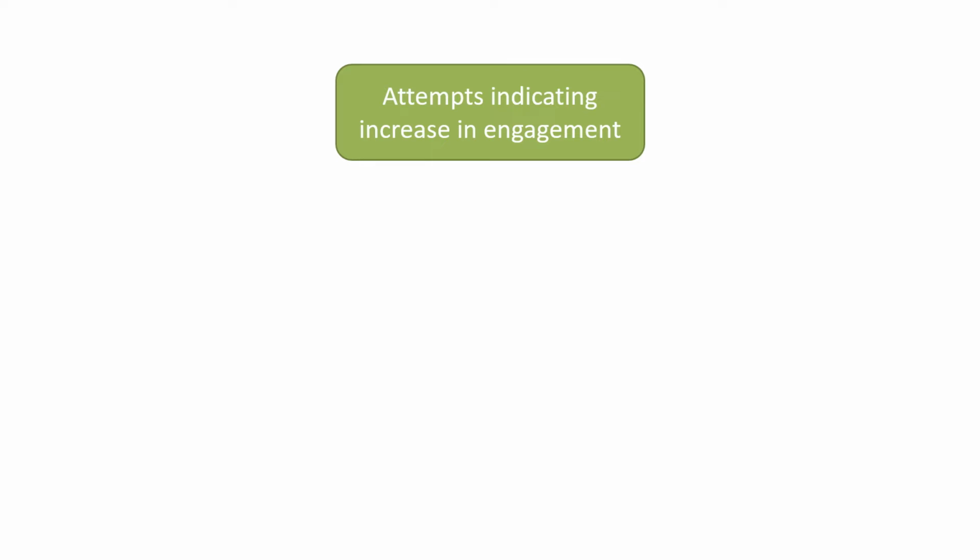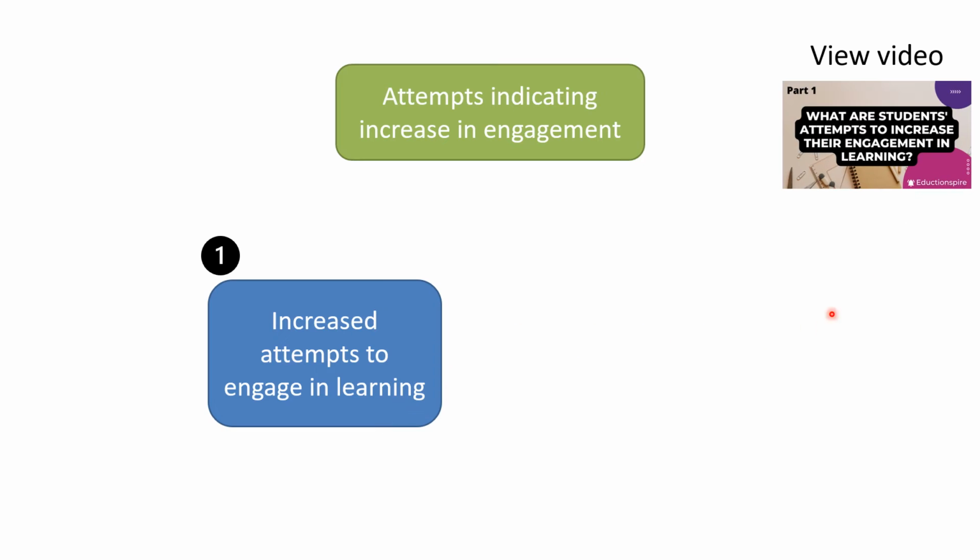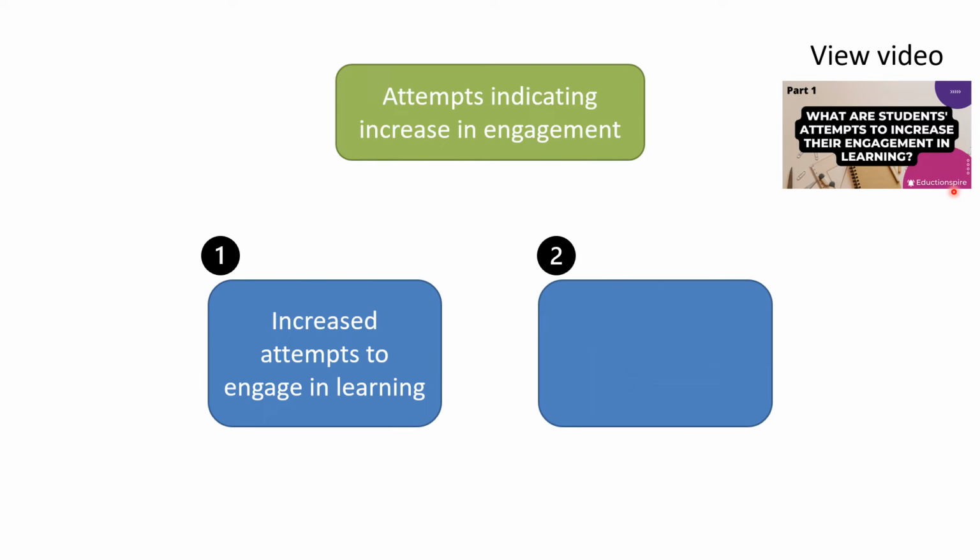When we talk about attempts indicating increase in engagement, there are two. The first one is increase attempts to engage in learning, and I've already shared this in the previous video, so you can watch this video on part 1. The second one, which we will focus on today, is increase attempts to reduce distractions.